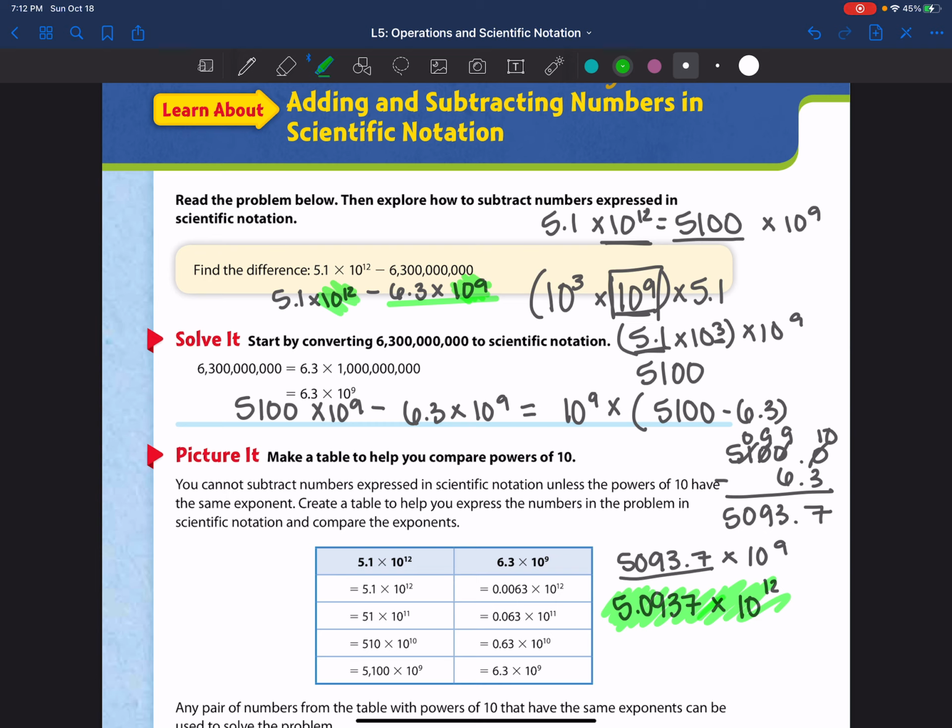Number 4, use the distributive property to simplify the expression you wrote for problem 3. So that's when I factored out my 10 to the ninth power, and that's here. Let me copy it again and move on over.